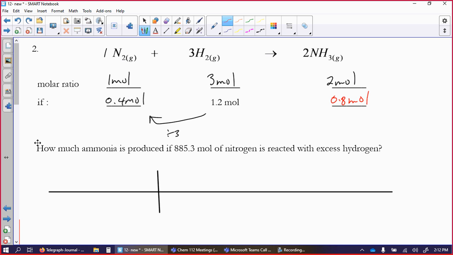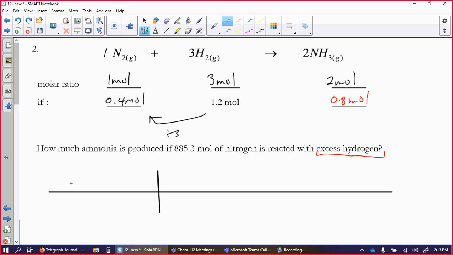Normally, the questions that you're going to be asked are on the, here's an equation. How much ammonia is produced if 885.3 moles of nitrogen is reacted with excess hydrogen? So that tells us this is necessary but unnecessary information. Excess hydrogen means we have more of that than we need. We're never going to worry about how much it is. If there's 800 moles of nitrogen, there's 15,000, 20,000, 200,000, whatever, moles of hydrogen. It doesn't matter. There's more than we need.